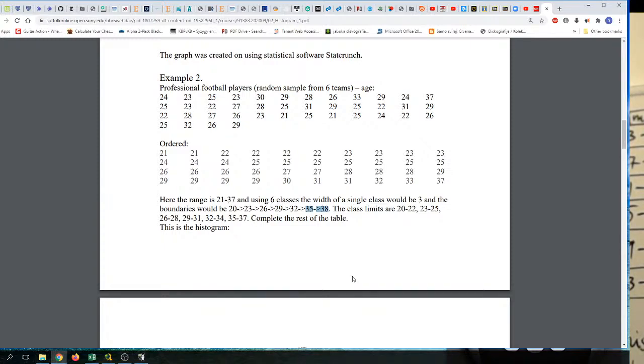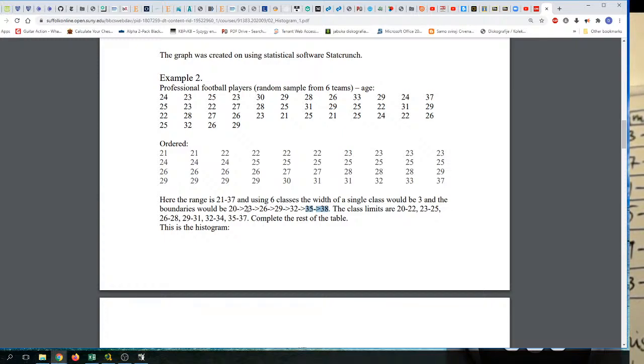So I need to decide, if I have a 23, I have to put that in either the class up to 23 or the class that starts with 23. So my decision is to put it in the class that starts with 23, the next one. Okay? The class limits: in the first class I have 20, 21, 22. 23 goes to the next class.